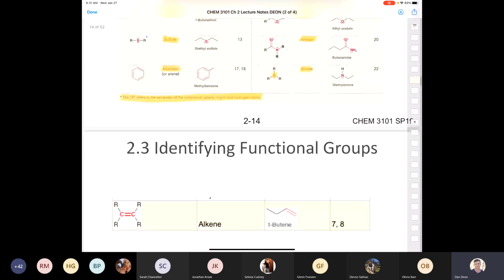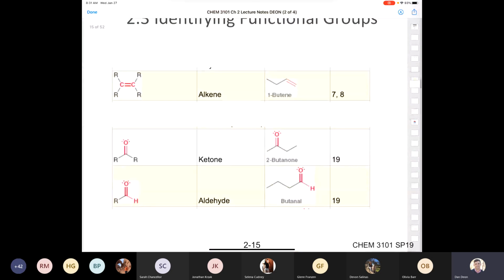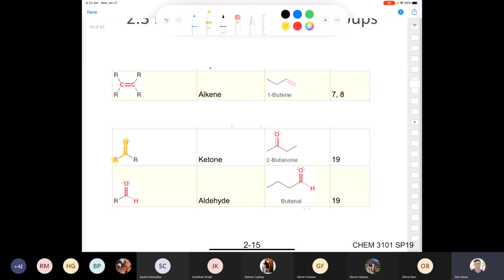And then we have a couple more over here on this page. So first is an alkene. If you have a double bond between two carbons, that's called an alkene. Then we have a carbonyl between two R groups, that's called a ketone. And then a carbonyl with a hydrogen attached, we call that an aldehyde. There's one more that's not in here, I should say, and that's a nitro. So if you have an R group with NO2 attached to it, we call that a nitro compound.